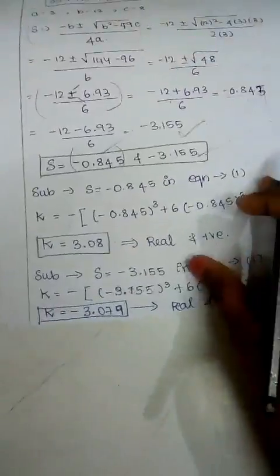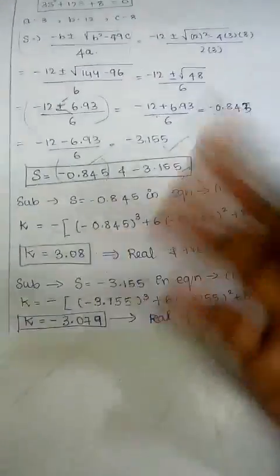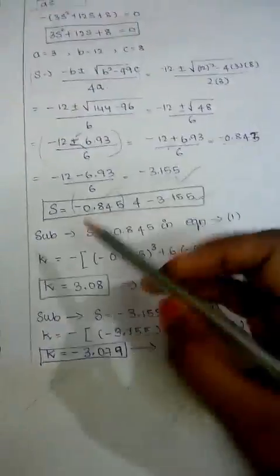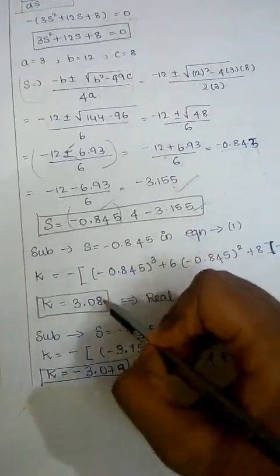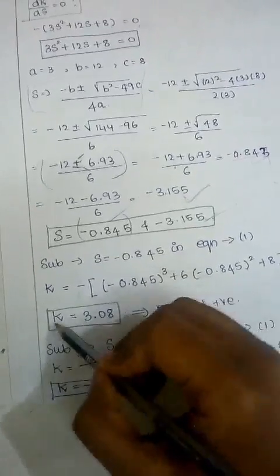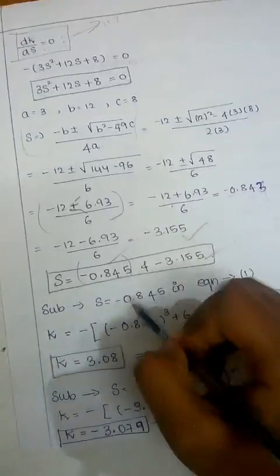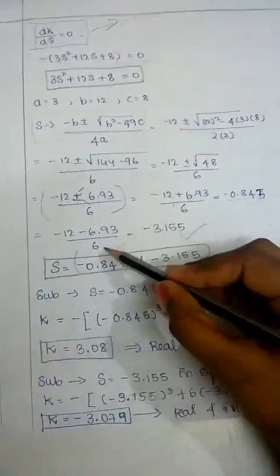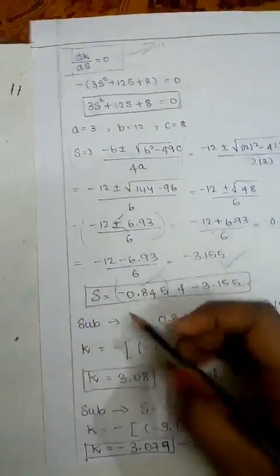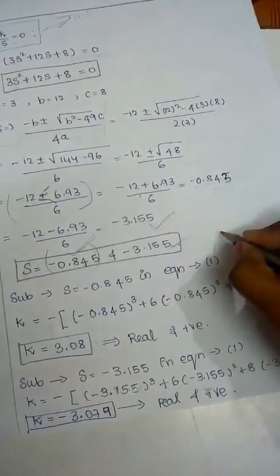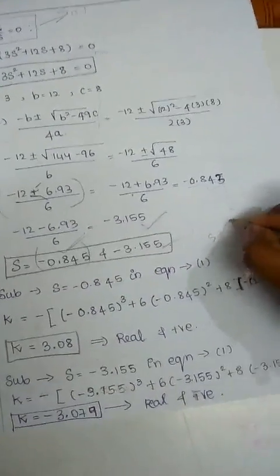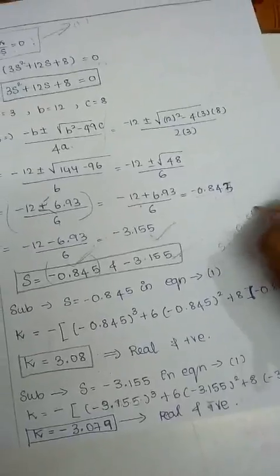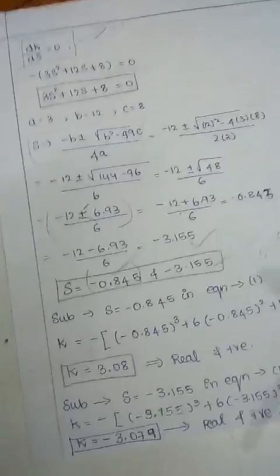I already told we need only positive values, so we need only this one, not this one. This is the k value. We want only the s value, so I'll get this substituting value. So our breakaway point is s equal to minus 0.845.